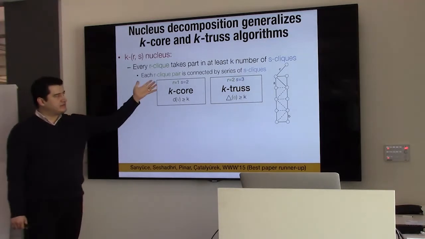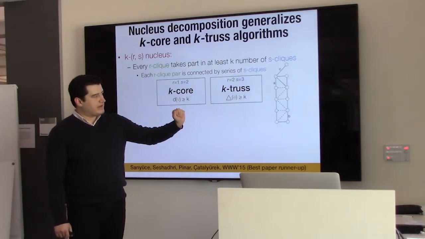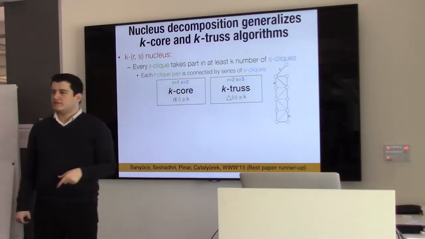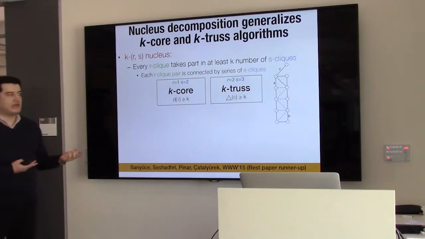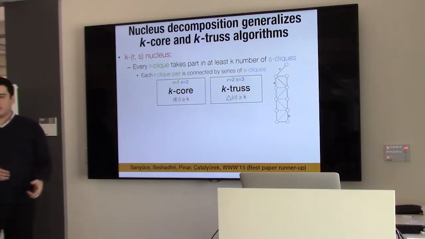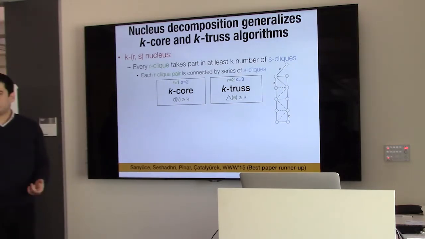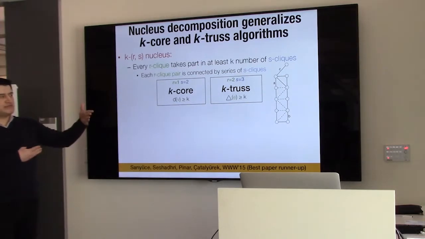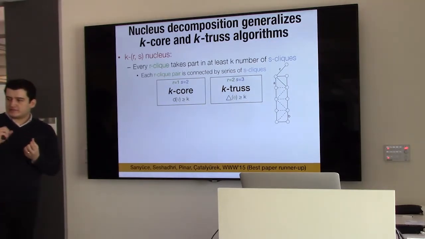And regarding that connectivity in the k-truss, we say that A and C are not connected in the context of k-truss because we cannot reach from A to C by a series of triangles, but A and B are triangle connected, which is known as triangle connectivity in some other works, because you can go from A to B by a series of triangles.